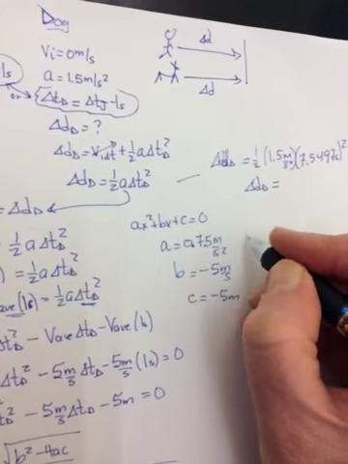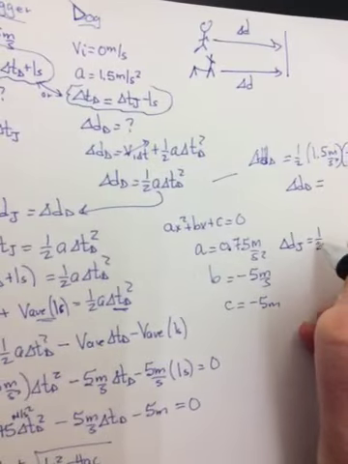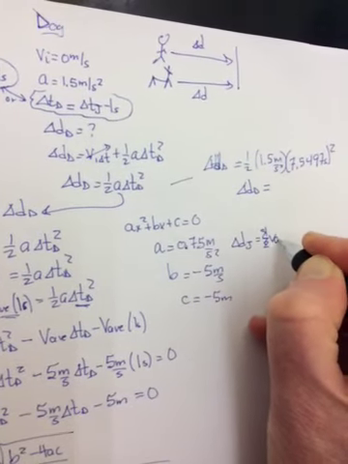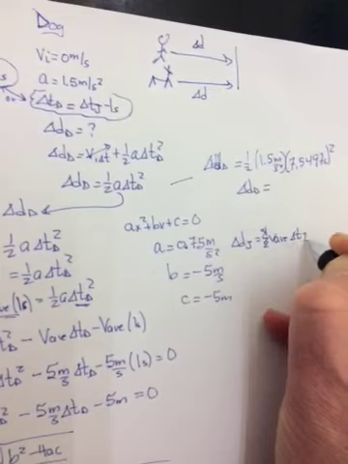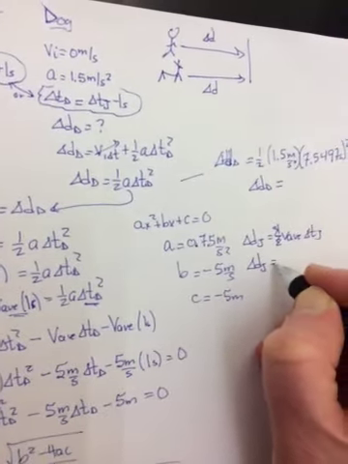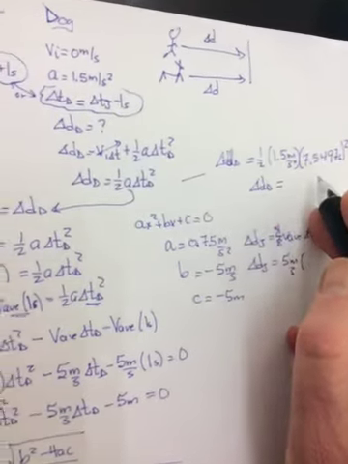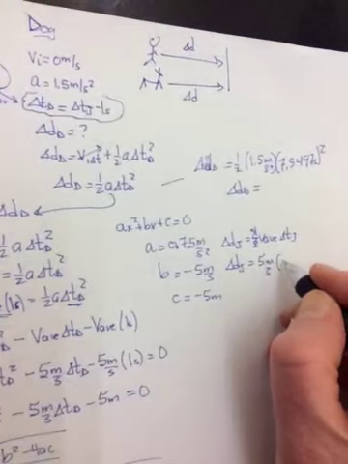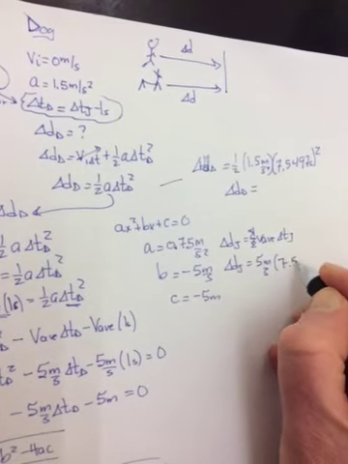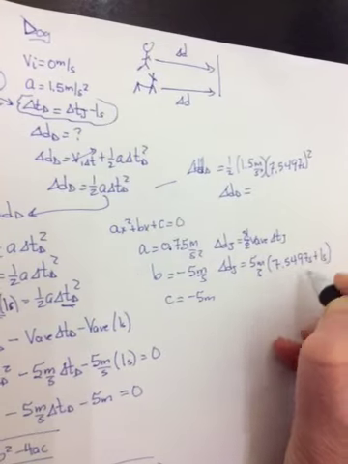Or you can also find the delta D of the jogger. V av delta T jogger. And so V av was what, 5 meters per second. And if you're doing the jogger, then it has to be this time plus 1. So it'll be 7.5497 seconds plus 1 second.